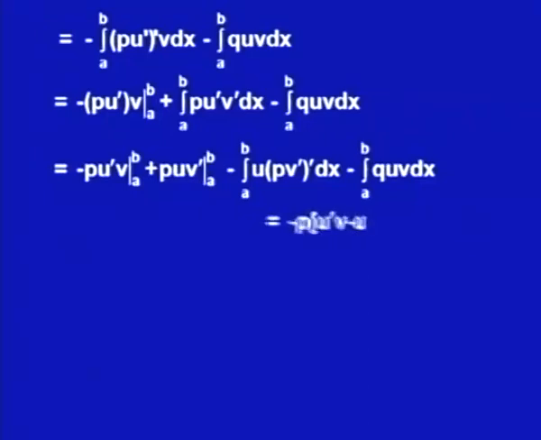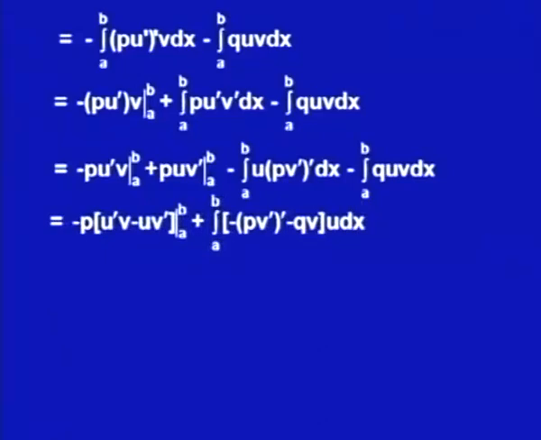Now, again, rewriting the first two terms p u' v and p u v', we can write p as common and we are getting it as p(u' v minus u v') evaluated from a to b, plus this integral we are writing as one integral again. So, what we would get is the derivative of p v' with minus sign, minus q v, and u has been taken common, integrated with respect to x on the interval a to b.